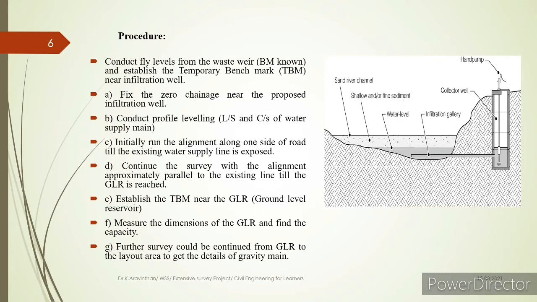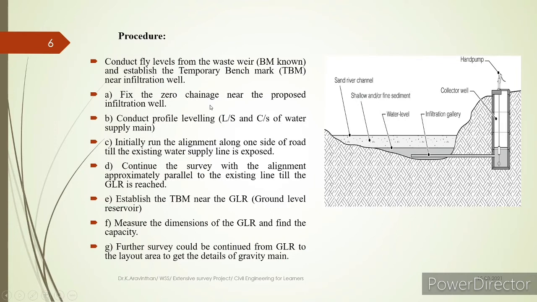Now, first you have to conduct a fly level from the waste weir. Now you know the waste weir, where you located this point in the new tank project, that is the benchmark. You know that benchmark, and establish a temporary benchmark near the infiltration well. This is known as the infiltration well or intake. From that you should locate an intake and fix the zero drainage near the proposed infiltration well.